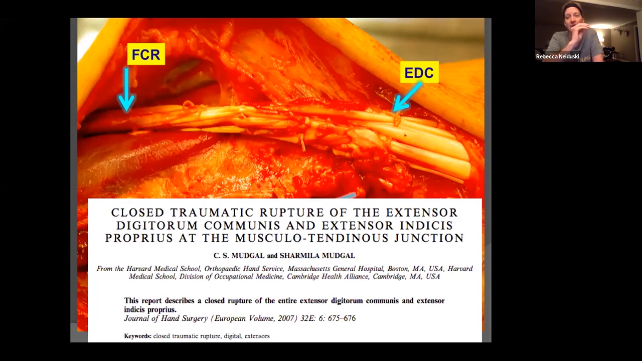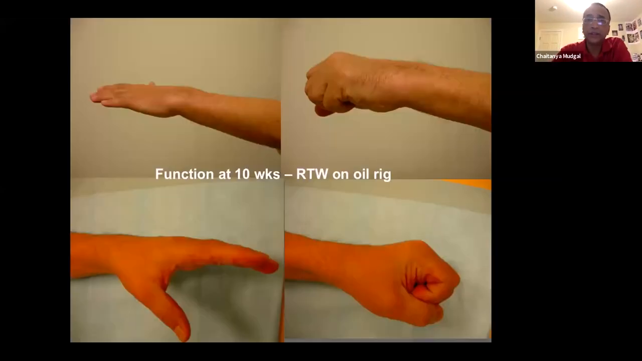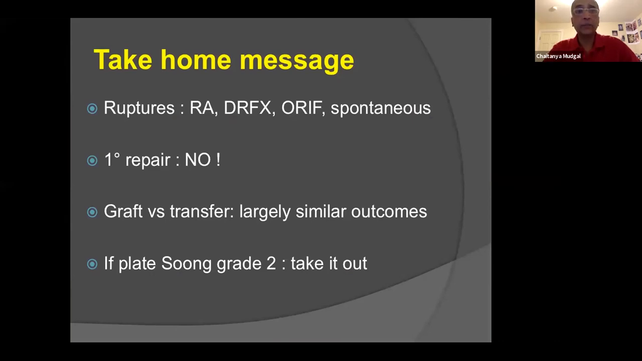So this is a lovely transfer, and in rehab, it's quite nice to do. And the synergy also helps you, exactly like you said. So here he is, not surprisingly, at 10 weeks, he was back to working on the oil rig with a reasonable outcome. So with that in mind, take home messages.